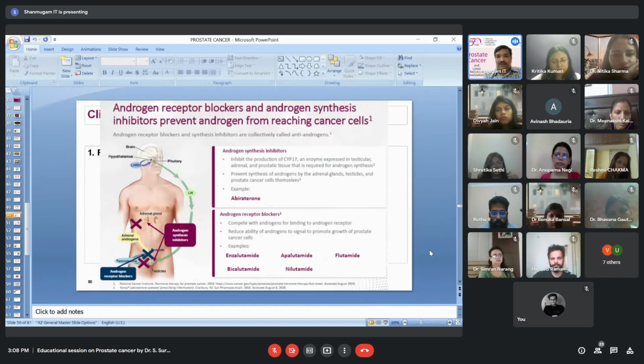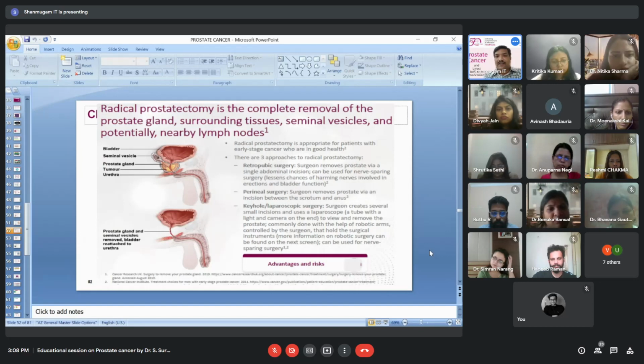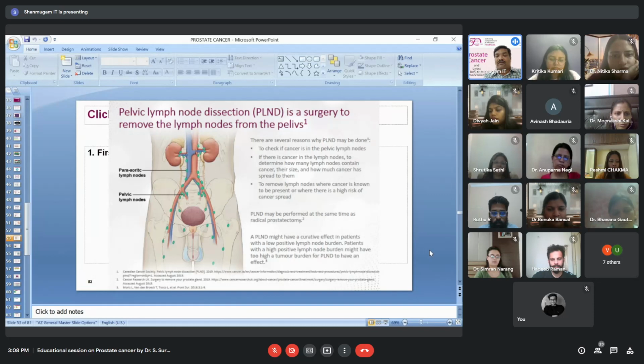So these are androgen blockers. We have androgen synthesis inhibitors with abiraterone, whereas receptor blockers are enzalutamide, apalutamide, flutamide, bicalutamide, and nilutamide. The best thing is orchiectomy, which can result in a 90 to 95% reduction in testosterone in the blood. And there is radical prostatectomy, which is done by open surgery or robotic surgery. We also need to do a pelvic lymph node dissection.